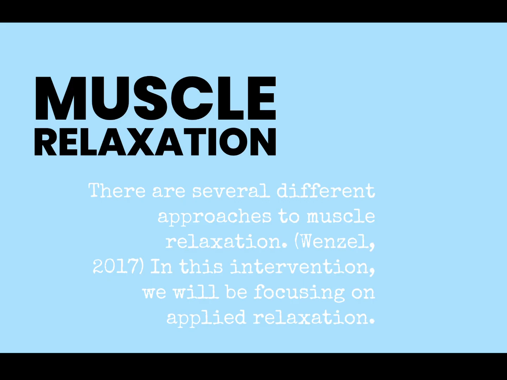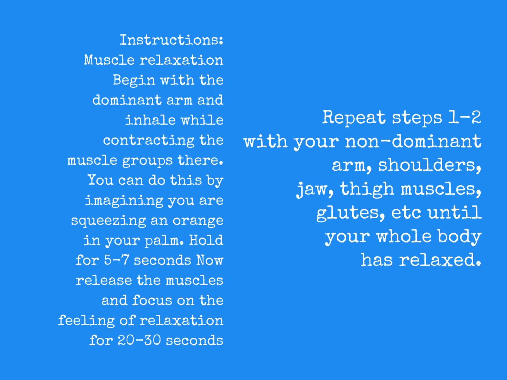There are several different approaches to muscle relaxation. In this intervention, we will be focusing on applied relaxation. Instructions. Muscle relaxation begins with the dominant arm: inhale while contracting the muscle groups there. You can do this by imagining that you're squeezing an orange in your palm. Hold for 5 to 7 seconds and now release the muscles and focus on the feelings of relaxation for 20 to 30 seconds. Repeat steps 1 and 2 with your non-dominant arm, shoulders, jaw, thigh muscles, glutes, etc. until your body has relaxed.